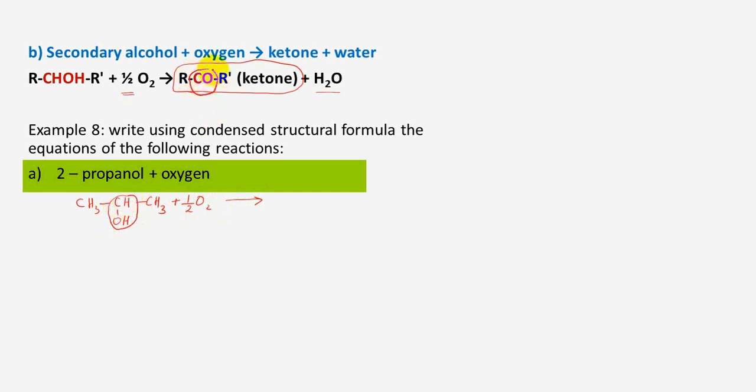A ketone is characterized by a carbonyl group. So the chain is CH3, then I only change it into a carbonyl group C=O. The other carbons remain constant. The other product is water. So the hydroxyl group of the secondary alcohol, the carbon, is changed into a carbonyl group. This is the reaction of 2-propanol with oxygen gas.